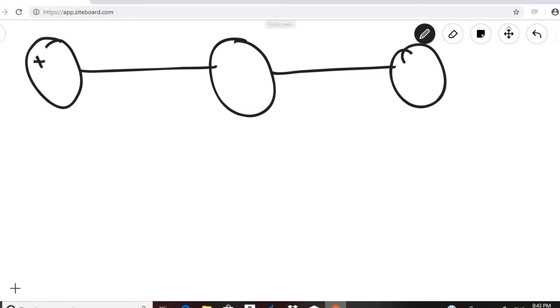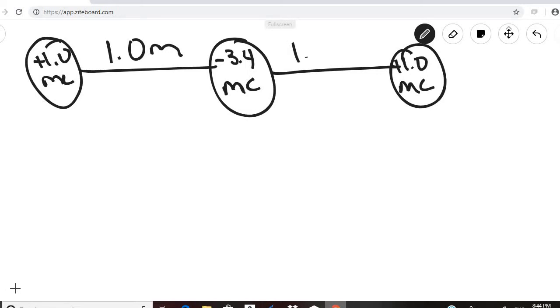This is plus 1.0 millicoulombs. This is negative 3.4 millicoulombs, and this is positive 1.0 millicoulombs, and they are 1 meter apart. Okay, so we have 3 particles arranged like that.